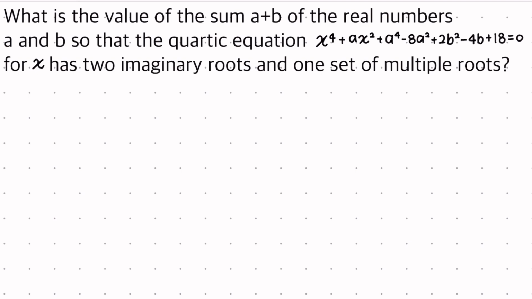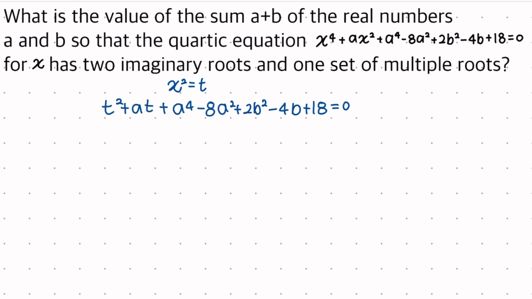Now let's take a look at a practice question involving a quartic equation. What is the value of the sum a plus b of the real numbers a and b so that the quartic equation for x has two imaginary roots and one set of multiple roots? So first of all, we're going to start off by substituting x squared with t. Then we can rewrite this equation as this equation. For this quartic equation to have two imaginary roots and one set of multiple roots, this equation needs to have 0 and a negative real number as roots.